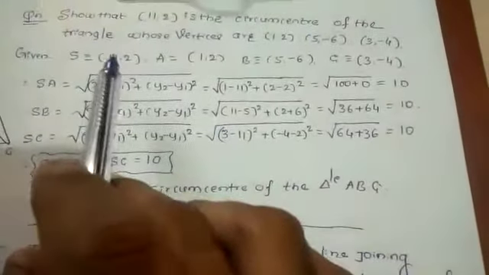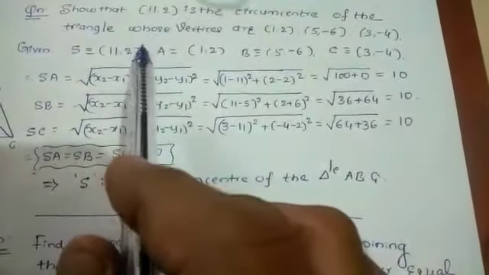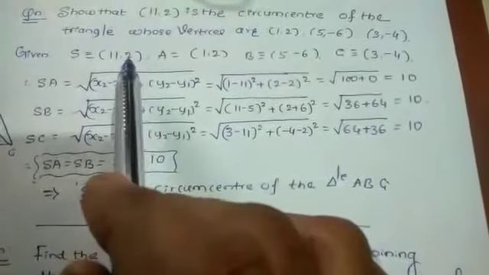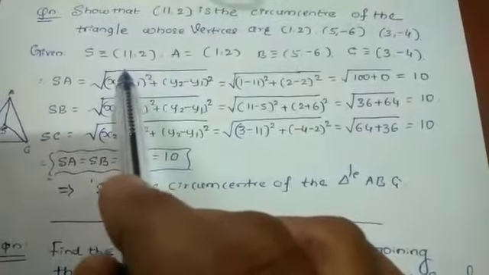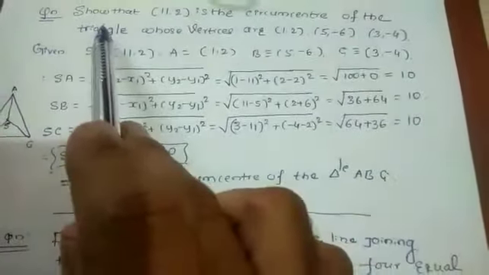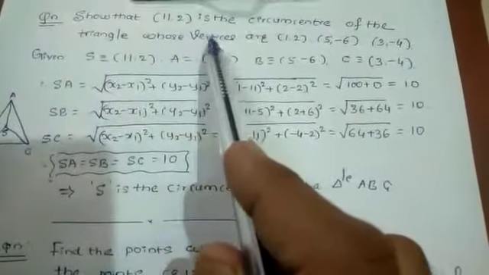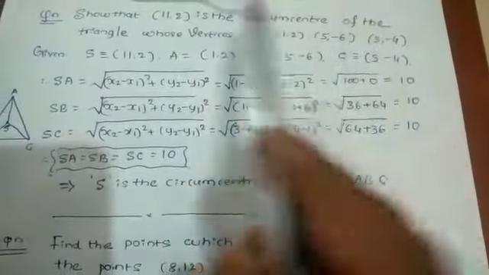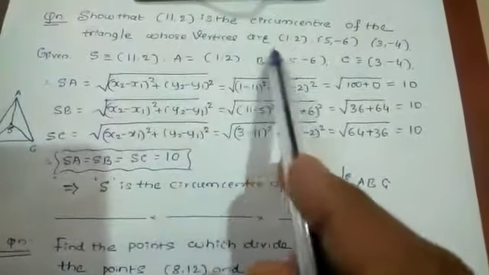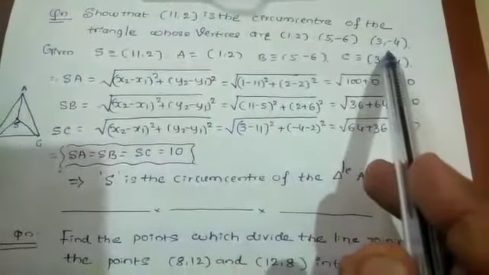In the previous classes, we have discussed the examples on distance formula and section formula. Okay, let us continue on that. First, consider the example on distance formula. Show that S(-1, 2) is the circumcenter of the triangle whose three vertices are given.